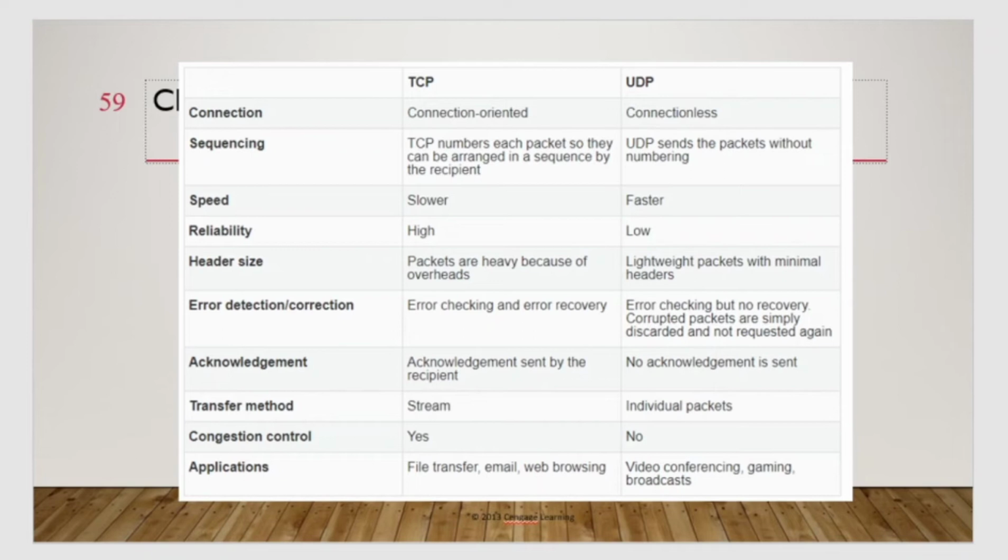For the transfer method, TCP uses stream while UDP uses individual packets. So, yung stream meron siyang pinaka-organized na lagayan. While the UDP, yung mga individual packets or internet data, bato lang siya ng bato ng ganyan. For the congestion control, yes, meron po yung TCP, obviously. Mayroon silang parang traffic enforcer, nag-aayos nung daanan ng mga packets or internet data from one network to another, while the UDP does not. Kasi bato lang siya ng bato ng session or internet data or packet sa kabilang network.